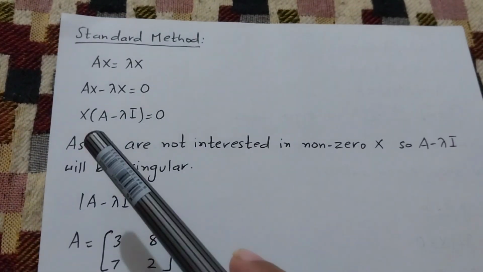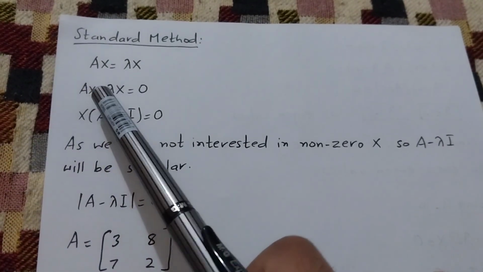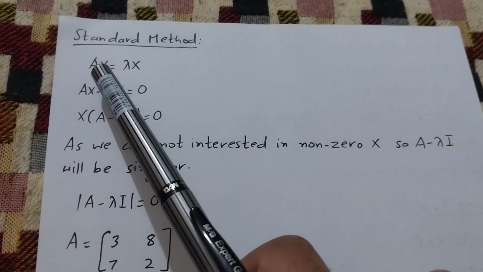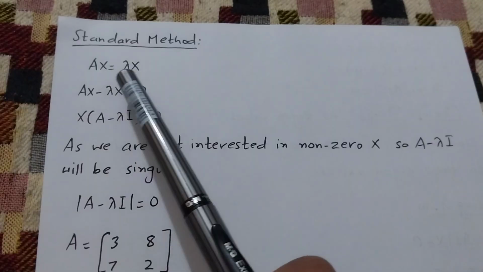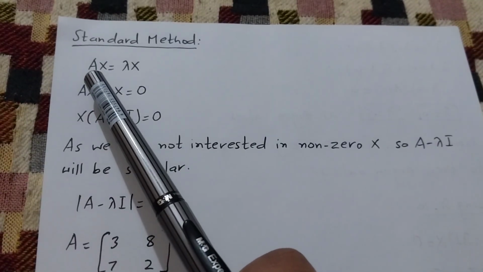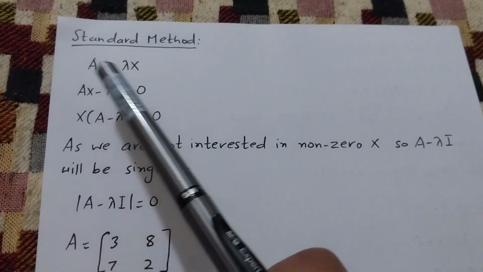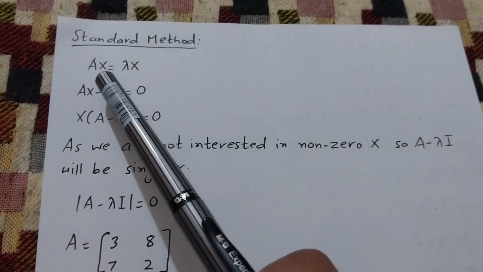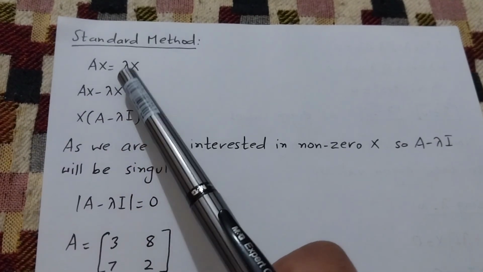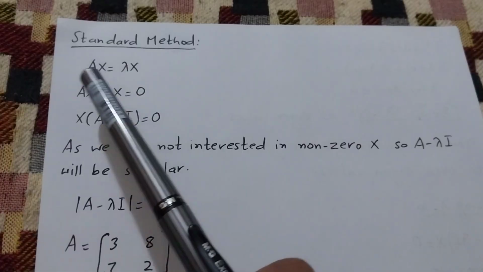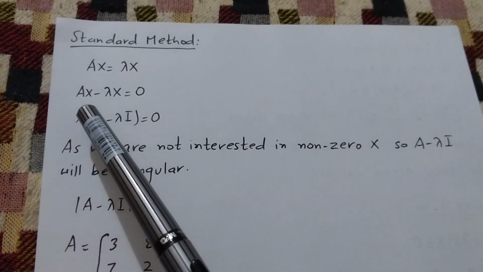So now we'll take a look at the standard method of finding this eigenvector x and this eigenvalue lambda. So we have an equation Ax is equal to lambda x, and A is our given coefficient matrix, and x and lambda are unknown. And obviously, as I have discussed, we need those two values, the eigenvector and the eigenvalue, in order to find the solution of our given system of differential equations.